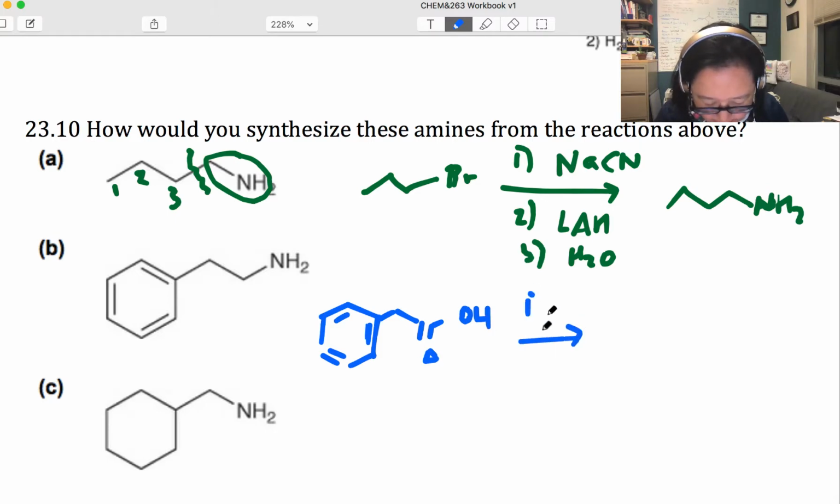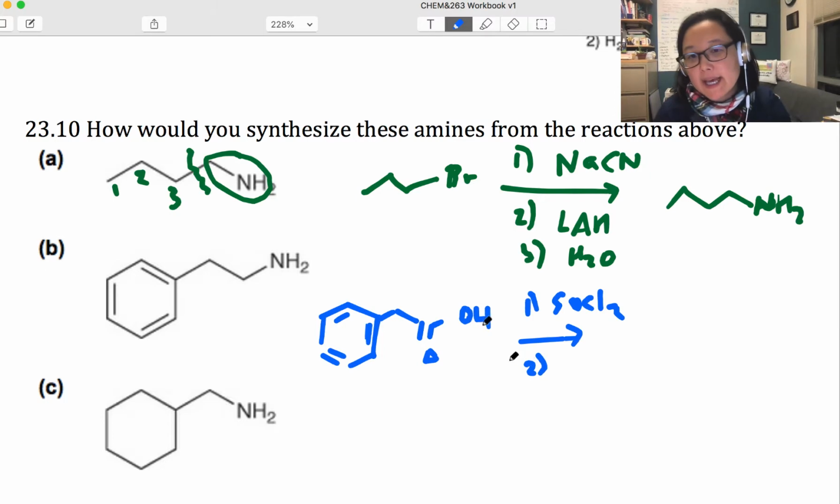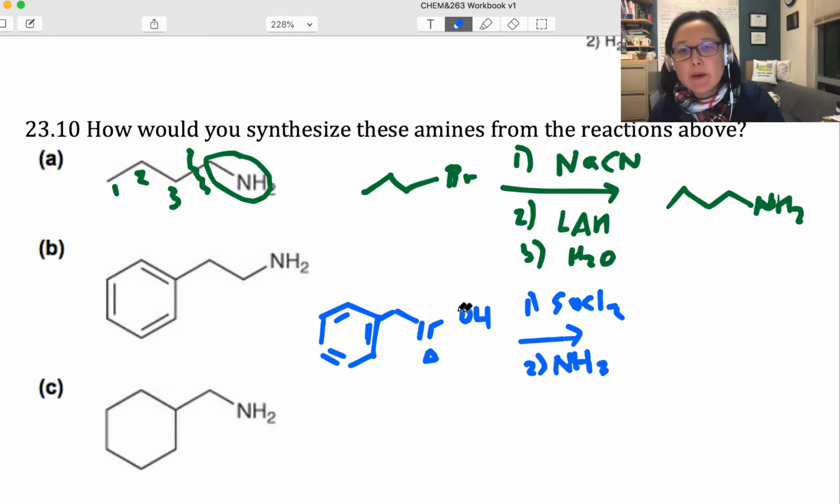amide. So step 1 could be SOCl2, thionyl chloride, make the acyl chloride, so this OH turns into Cl, and then that makes it more reactive for an amine, so like ammonia. Okay, and then once I have ammonia, I make an amide, so C double bond O, NH2. And then I want to reduce and get rid of this C double bond O, so I can do that with LAH.